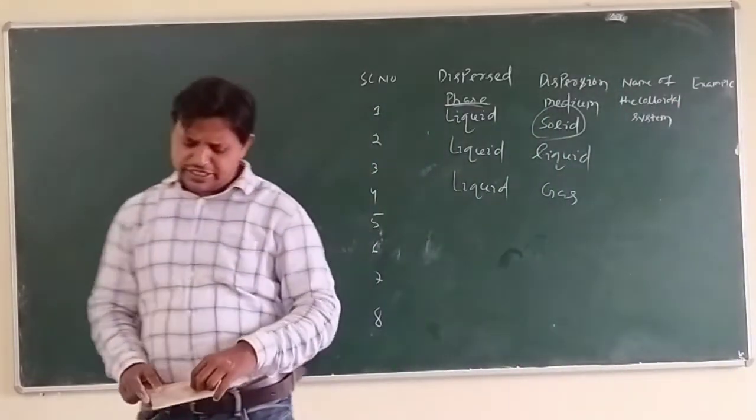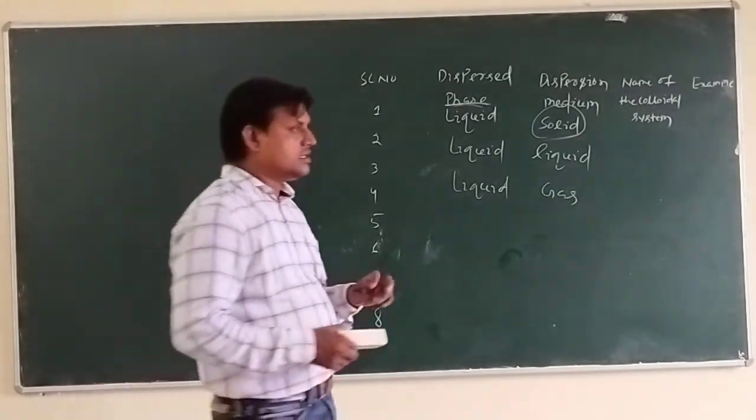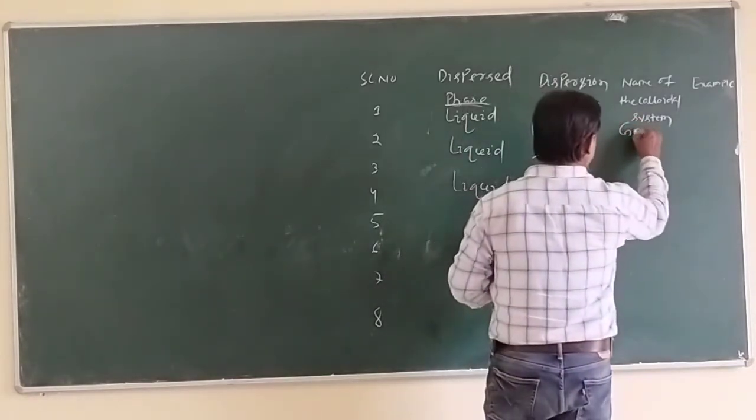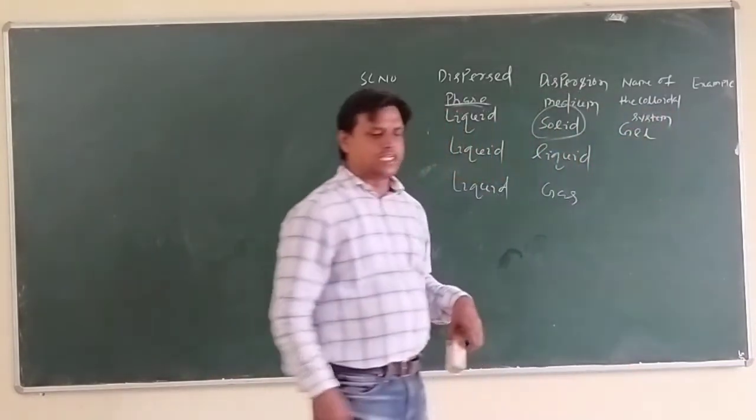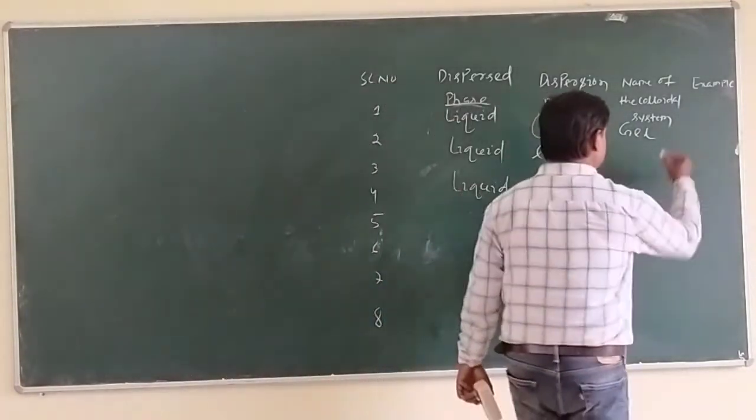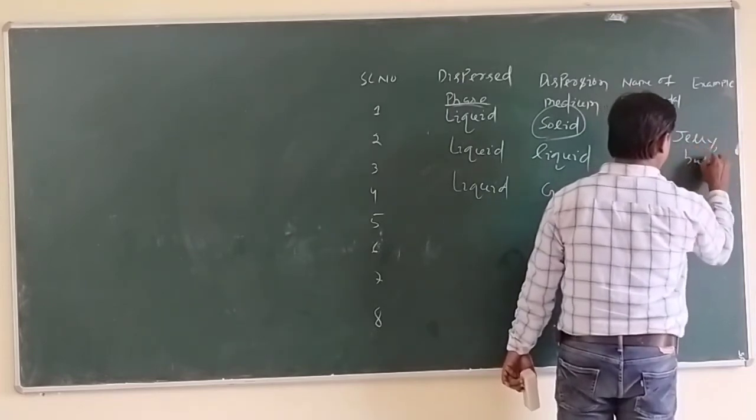So the liquid solid will give an important type of colloidal solution which is called gel. Liquid solid will give gel, and examples are jelly and butter.